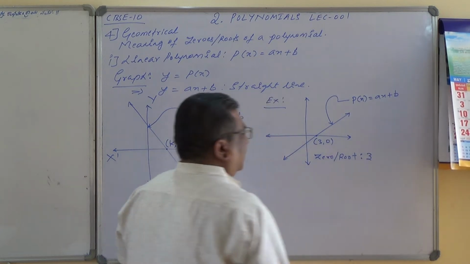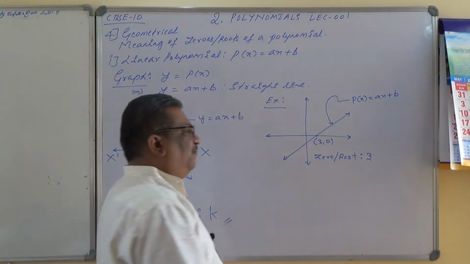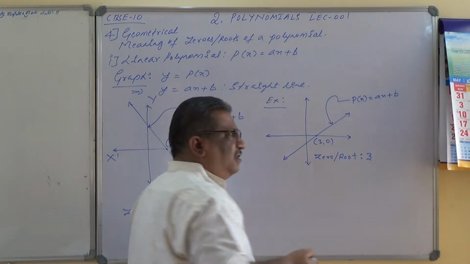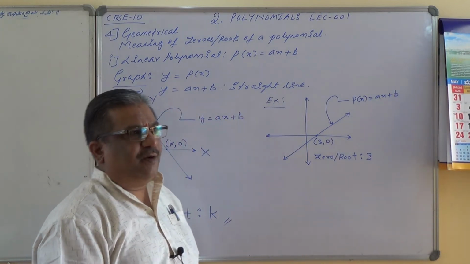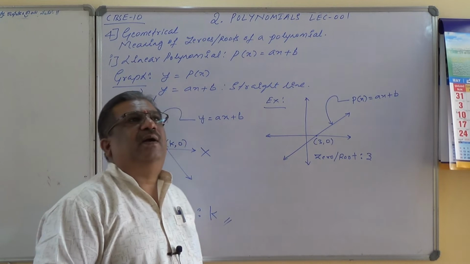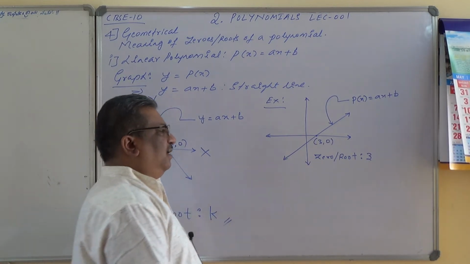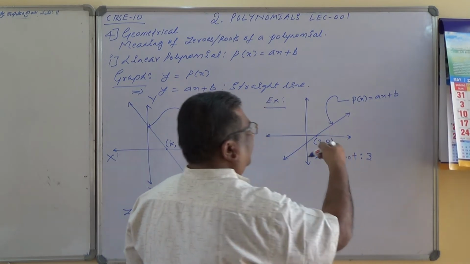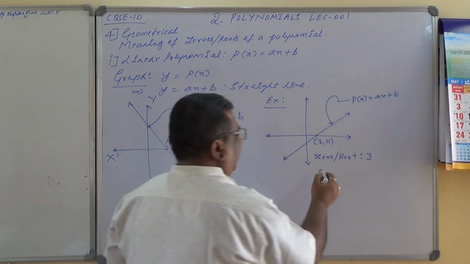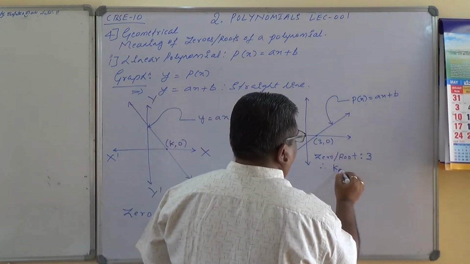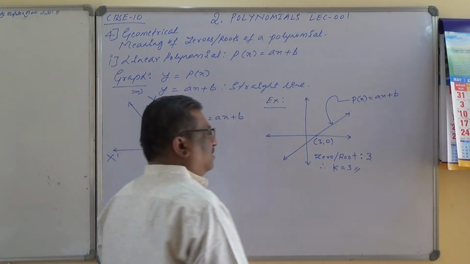Isn't it? 3. Generally, for a linear polynomial we represent the root by k. For a quadratic polynomial, alpha and beta are the roots, and for a cubic polynomial, alpha, beta, gamma, which you already know, and therefore generally the root of a linear polynomial is represented by k. Hence I will say root k equals 3 here. I can say it like this.